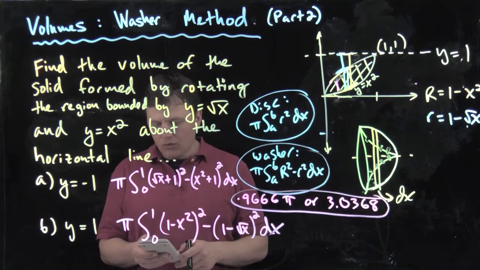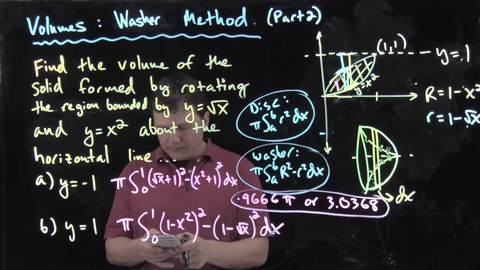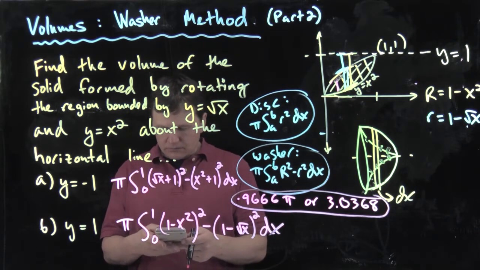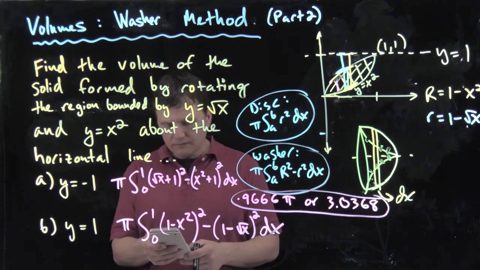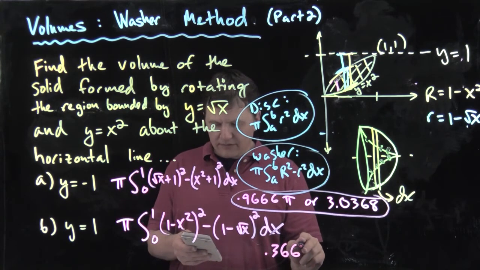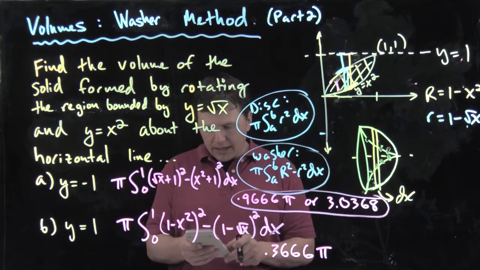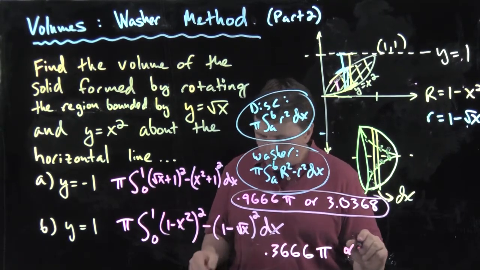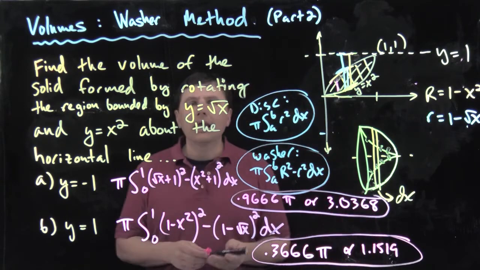Let's do the other one. So 1 minus x squared and 1 minus square root of x, and hit enter, and 0.3666 pi, or if we multiply that by pi, we're going to get 1.1519. And that is washer method.